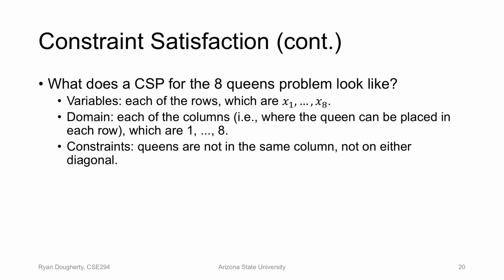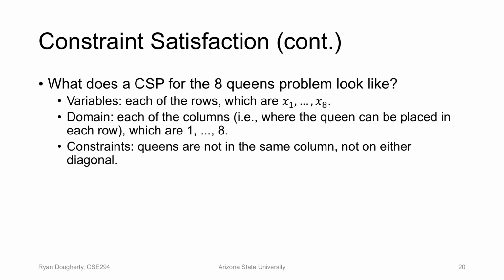So why did I not say row here? I'm already taking care of that in variables. Right, exactly. So I must have queens not in the same column or on either diagonal. So my variables are called x1 through x8. So let's just consider 2 variables, xi and xj. So the value of xi is where I placed the queen on row i, and for xj is where I placed the queen on row j.